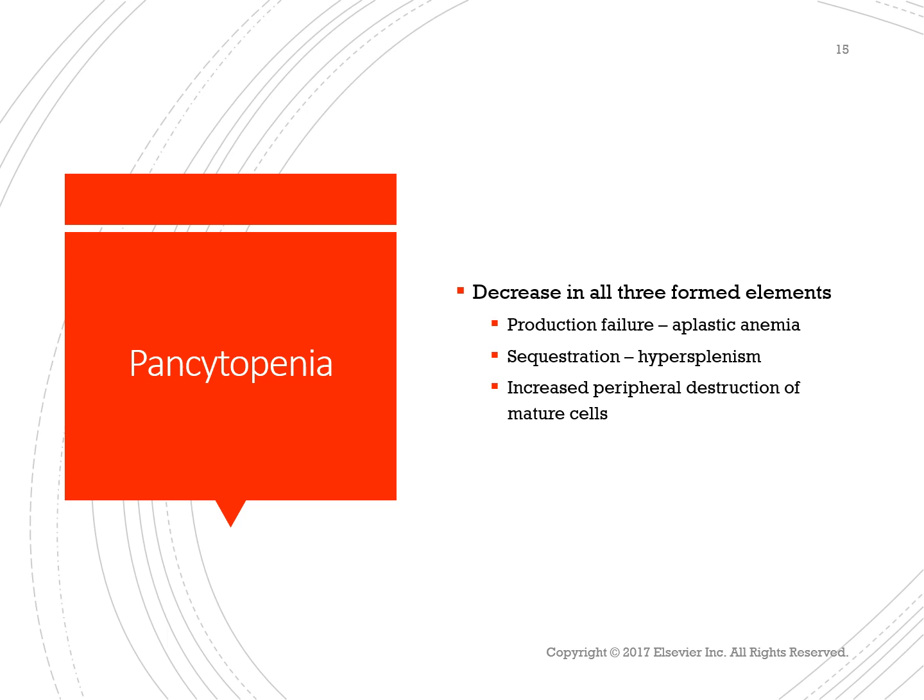Pancytopenia is going to be a decrease in all three formed elements. So this is a production failure that we would consider aplastic anemia. If it's in relation to sequestration, that would be hypersplenism. And this may also be associated with just an increased peripheral destruction of all the mature cells. So this would be a decrease in your red blood cells, white blood cells, and your platelets.